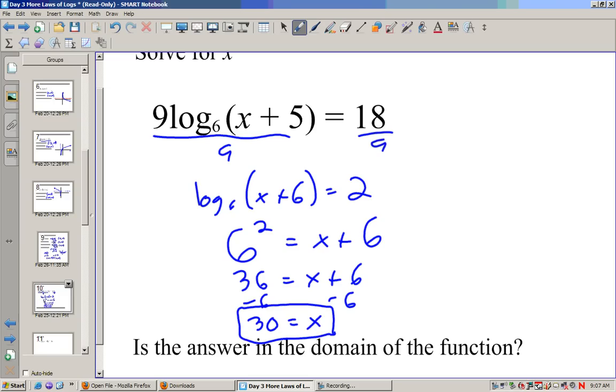Now, is this answer in the domain of the function? If I put 30 up here, can I do 30 plus 5, take the log of that, multiply it by 9, and get 18? Yeah, 30 plus 5 is 35. If I take log base 6 of 35 times 9, that should be in the domain, so yes.